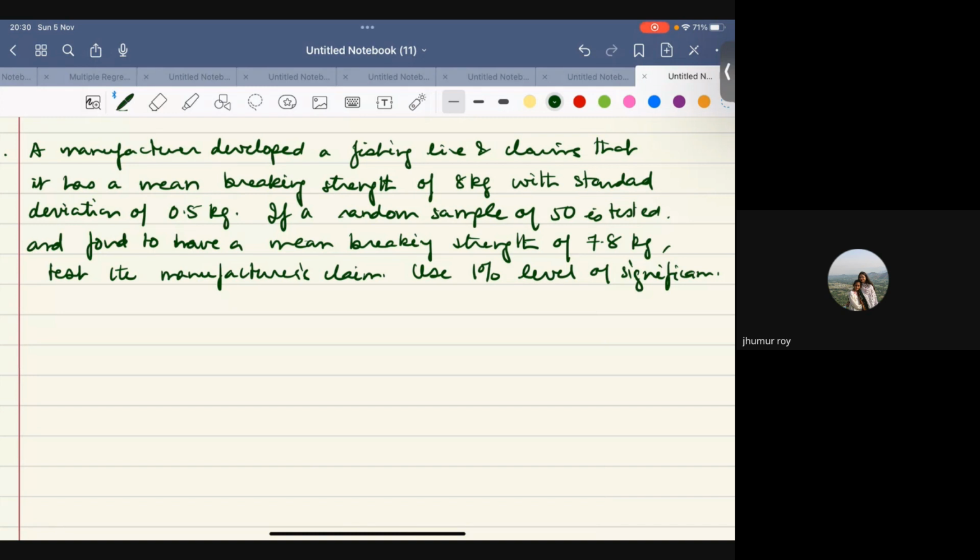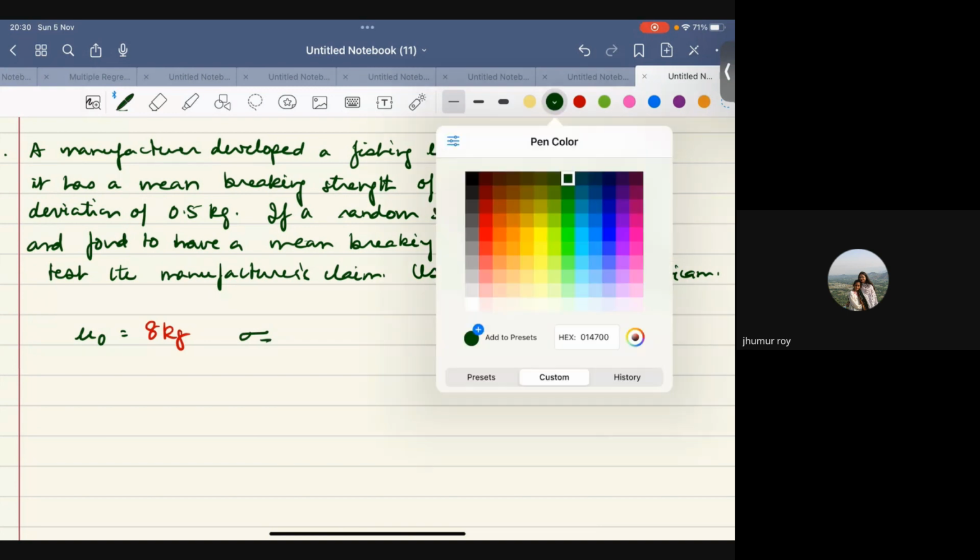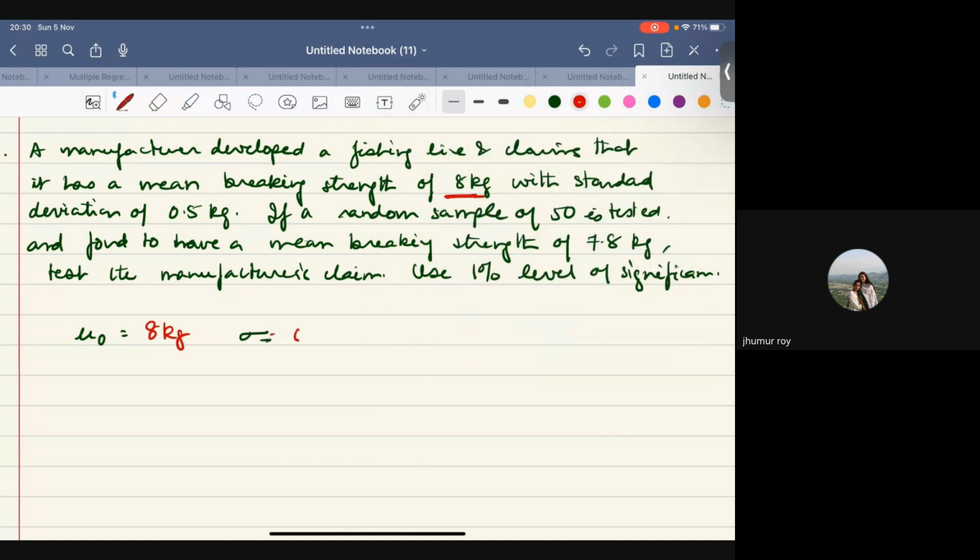Okay. So here we will say first, what is the mean value that he has given? He has given the mean value of 8 kgs. So he says that my fishing line will have a strength of 8 kgs weight. And what is the standard deviation? Standard deviation is given as 0.5. Then what is the sample size? Sample size is written as n, that is equal to 50. If you see over here, this is 50.